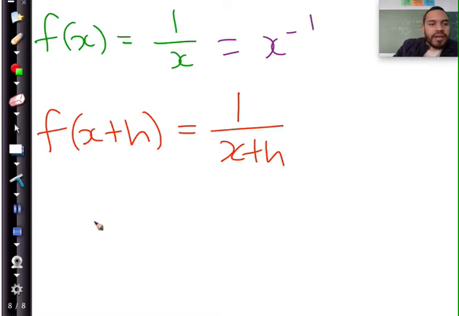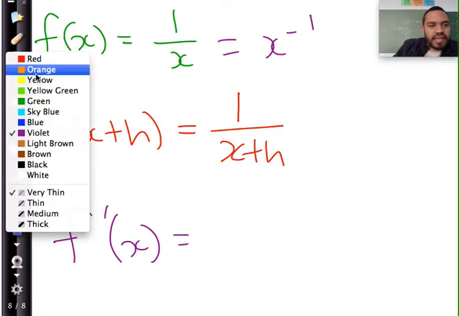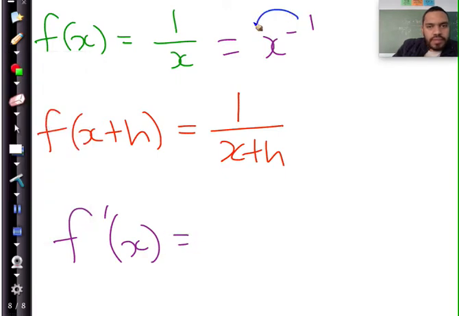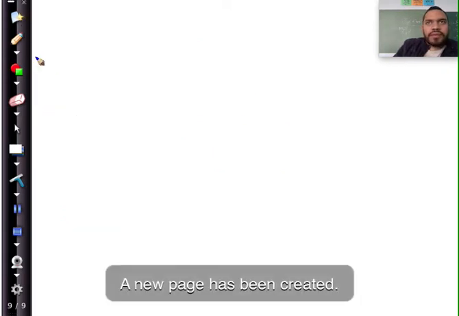Okay, so now I apply the power rule, f prime of x. What's the power rule going to say? Negative x to the power of negative 2. Negative 1 times x is negative x, and a minus 1 from this exponent becomes negative 2. Very, very good.